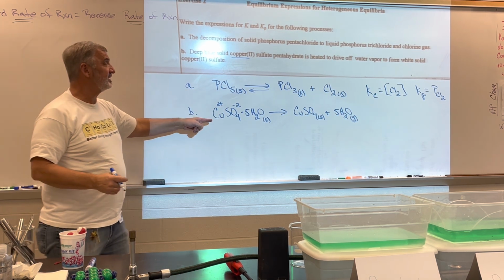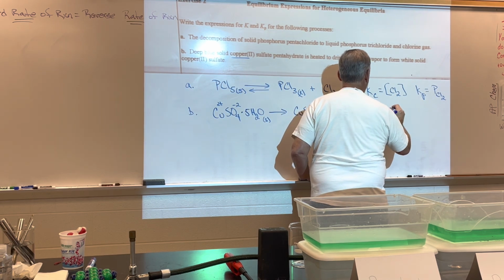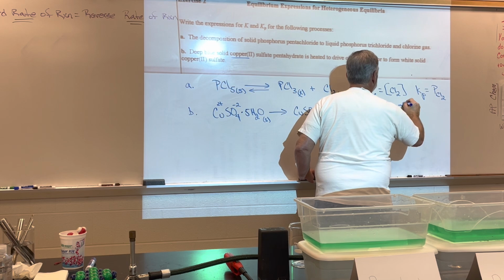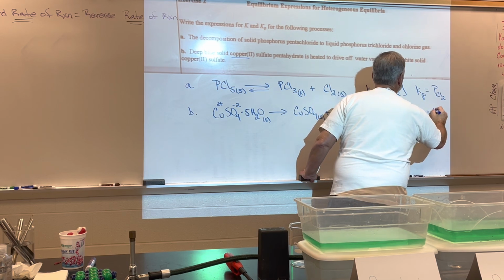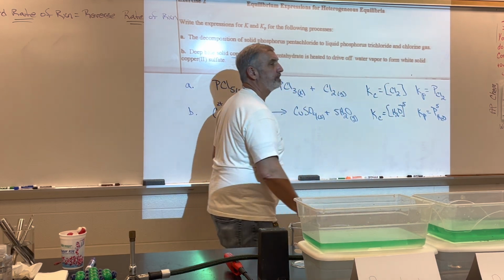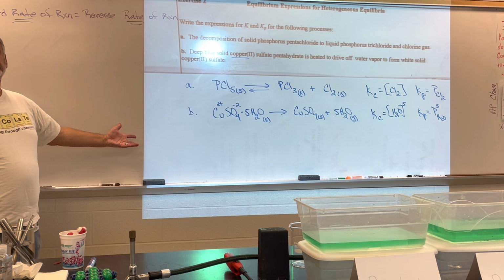So what's my Kc going to be? H2O to the fifth, and Kp is going to be the pressure of the water to the fifth. You just ignore solids and liquids.